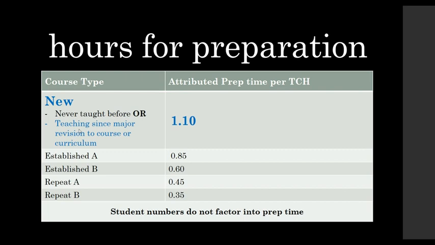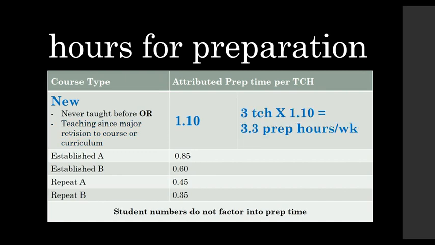So this is an area where you may find yourself needing to go to workload resolution in order to resolve this dispute, or you may be able to come to an agreement with your supervisor about the attribution that should go with this course. If you get a new attribution for a course, this is how the factor works out. For every teaching contact hour, you are given 1.1 hours of prep time per week for that course. So for a 3-hour course, 3 teaching contact hours, you would end up with 3.3 preparation hours per week for a course that's categorized as new.